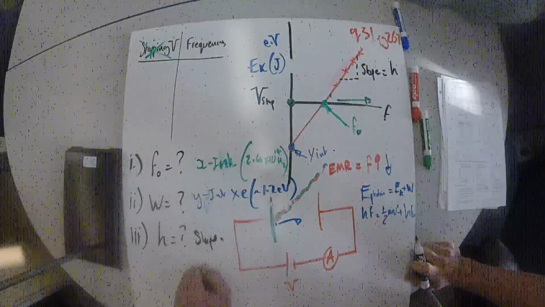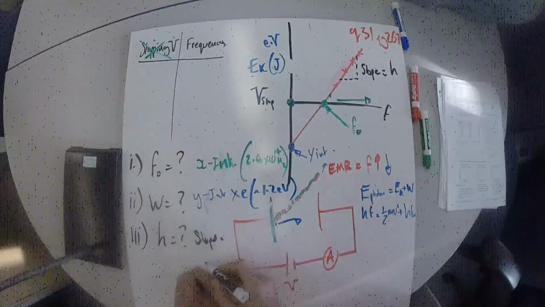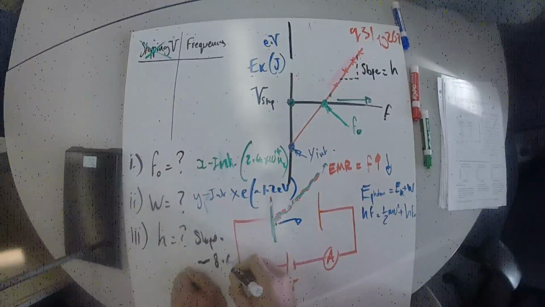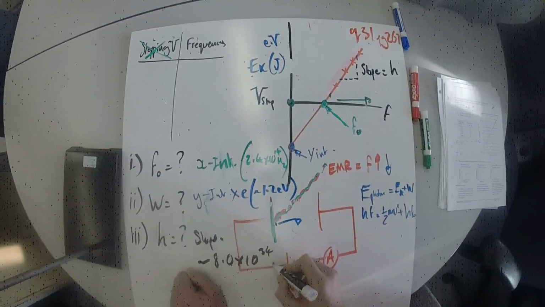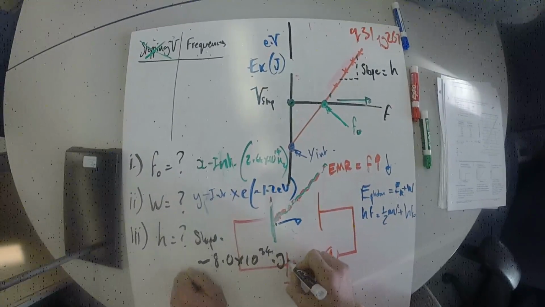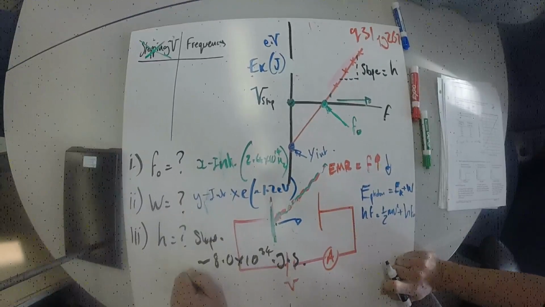This ends up being about 8, I think, again depending on the units. 8 times 10 to the negative 34, and I've got this in joule seconds.